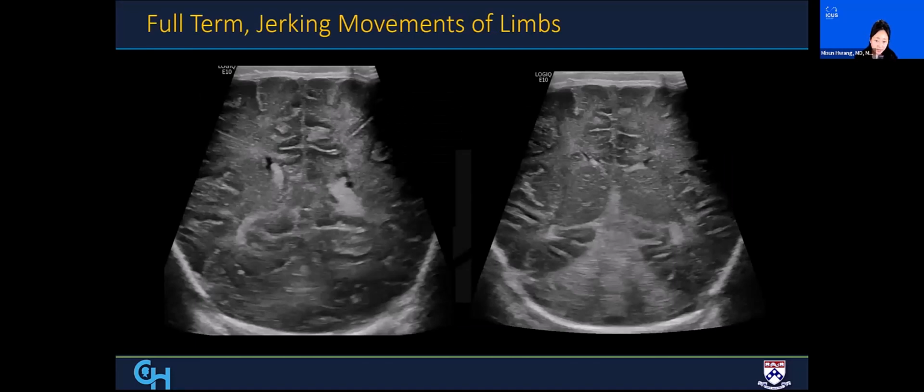I wanted to share this case because this demonstrates that contrast can be a useful troubleshooting tool that can be readily integrated into clinical care. This is an infant, a full-term infant, presenting with jerking movements of limbs. The clinical team was very concerned that there was a potential abnormality in the brain. We performed grayscale ultrasound, and these are coronal slices through the brain. And I want to give you a moment to recognize any focal abnormality that you may be able to see here.